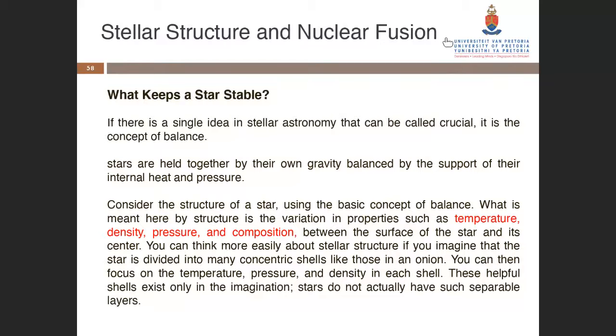You can think more easily about stellar structure if you imagine that a star is divided into many concentric shells, like those in an onion. You can then focus on the temperature, pressure, and density in each shell. These helpful shells exist only in imagination. Stars do not actually have such separable layers.